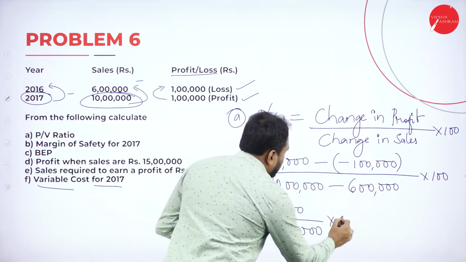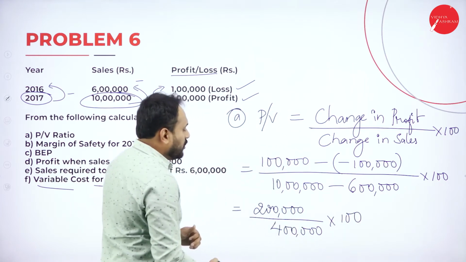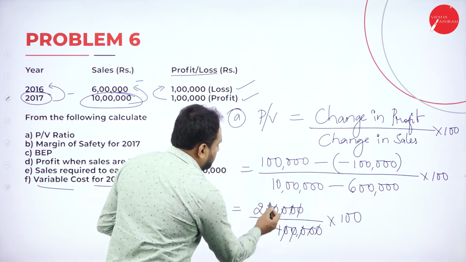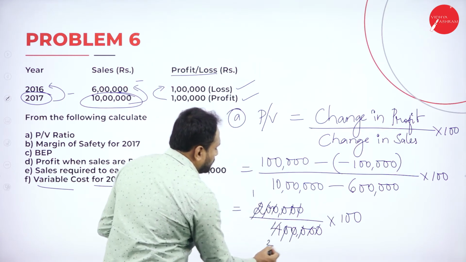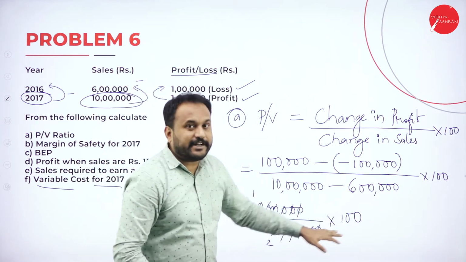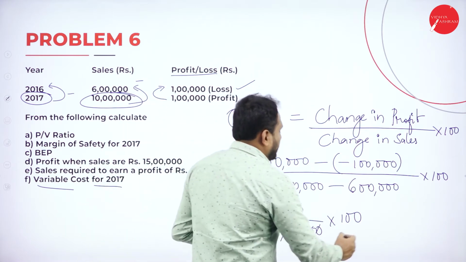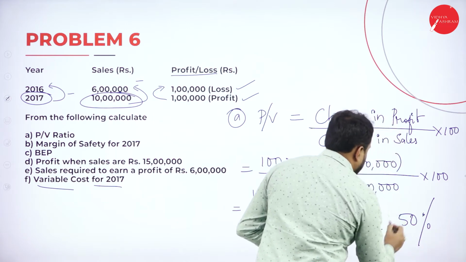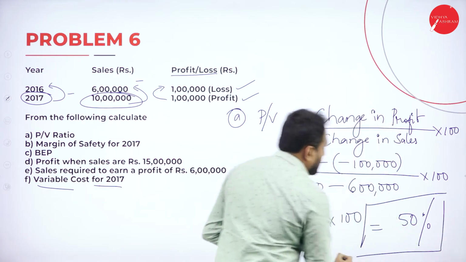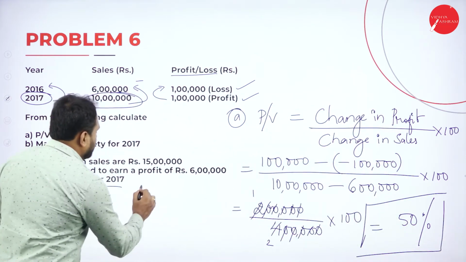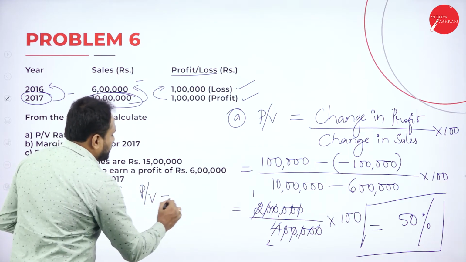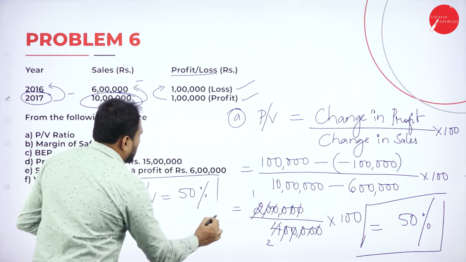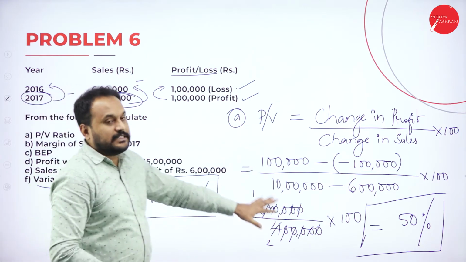4 lakh into 100. So if you go with this 1, 2, 3, 4, 1, 2, 3, 4, here done. So 2 ones are 2, twos are... So here 100 divided by 2 is how much? It is 50. So it is equal to 50%. So this is my PV. Now what is my PV? My PV is equal to 50%. So this is what the first one is done.